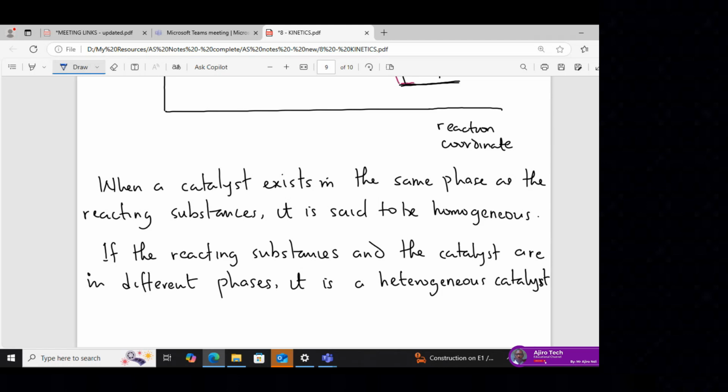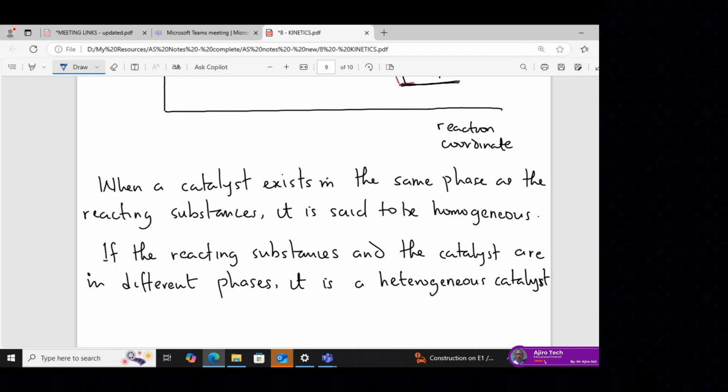For them to be in the same phase, they must first be in the same state. I'll say that again. For them to be in the same phase, they must first be in the same state and be able to mix with each other. They're in the same state and they are able to mix together. That will be called a phase. Is that okay?